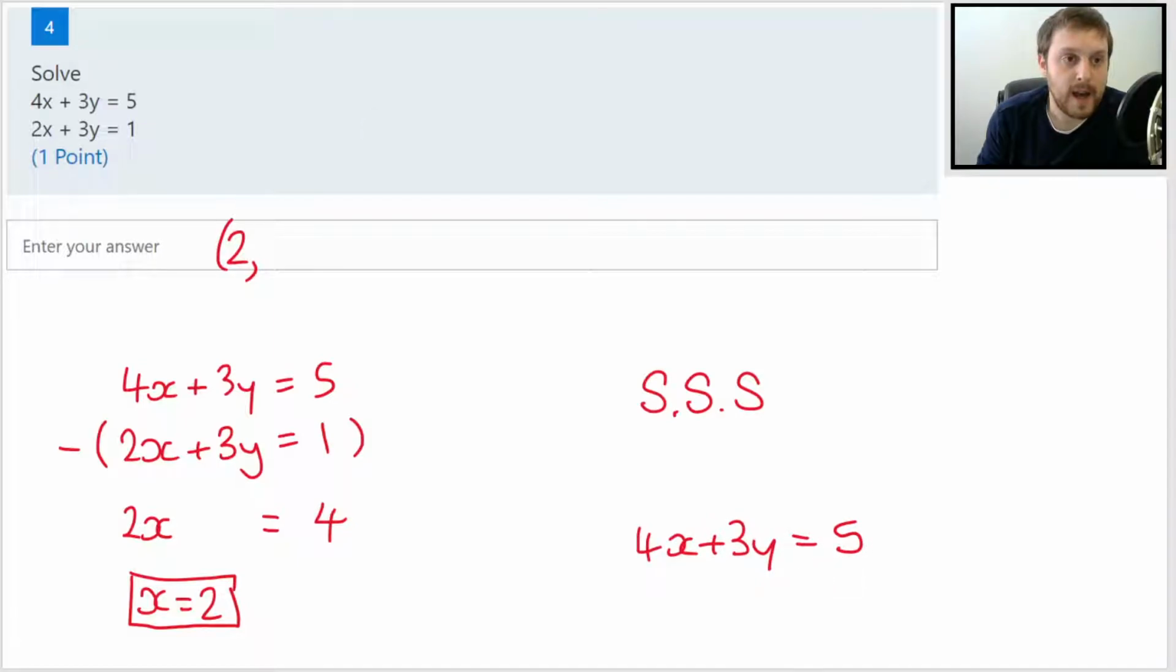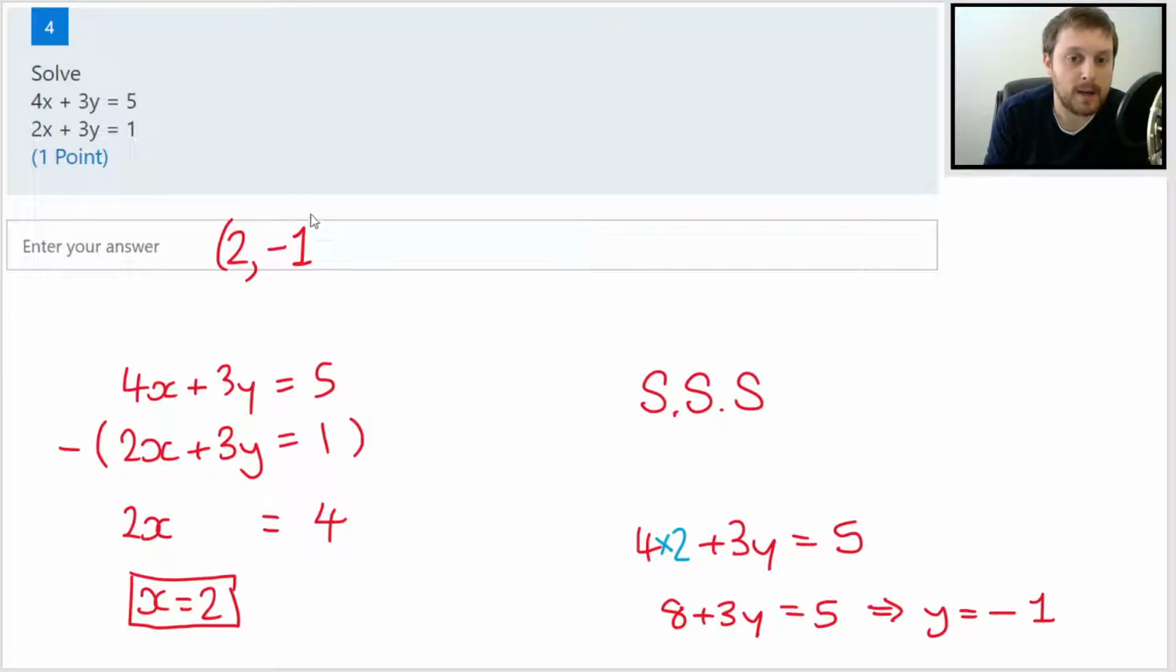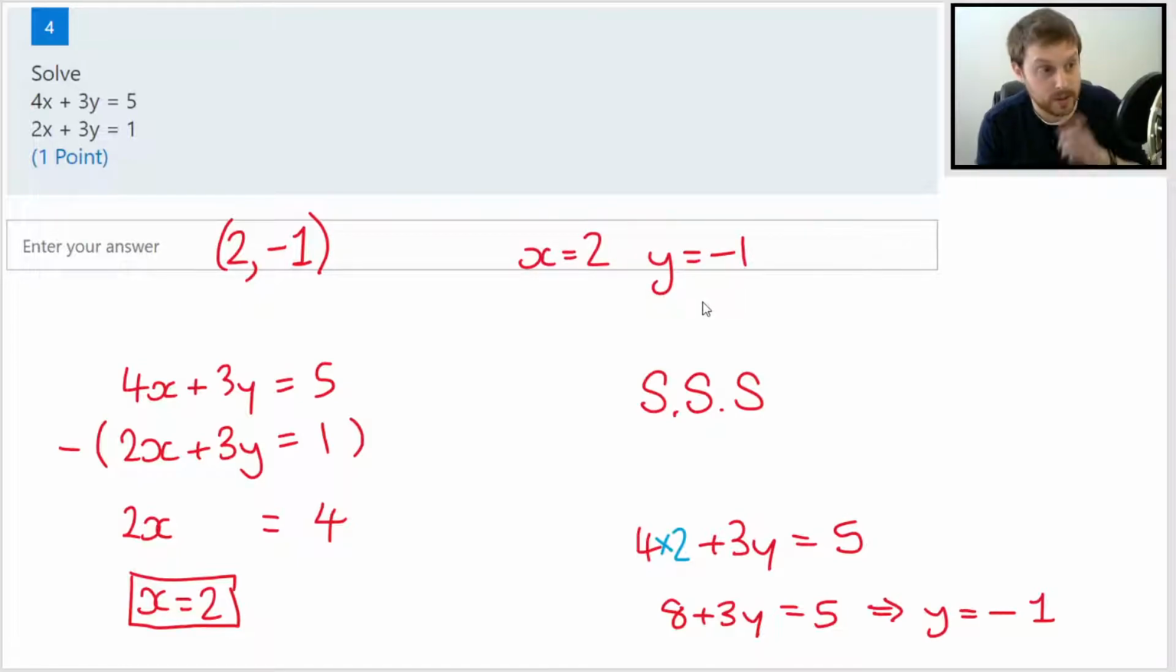So instead of x, I have 2. We've just figured out that x is 2. So now we've got 8 add 3y is 5, and if you solve this, you get y is minus 1. So you'd have (2, -1). You could obviously, again, write x equals 2, y equals minus 1. There's lots of ways you could write your answer.